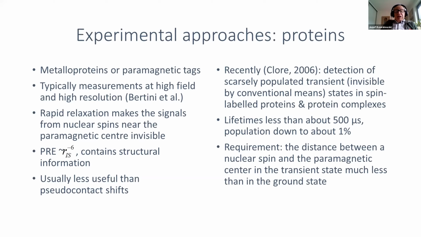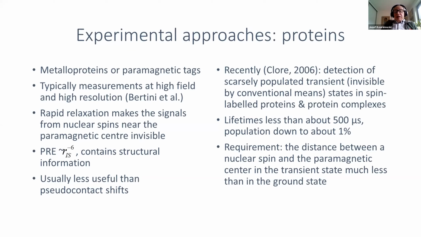These measurements are typically done at high field and high resolution, and a lot of measurements of this type were reported and developed by Bertini and co-workers in Florence. Now, the complication is that the rapid relaxation makes the signals from nuclear spins near the paramagnetic center invisible. This can be resolved by measuring not on protons, which are particularly strongly affected by paramagnetism, but on, for example, carbon-13 or nitrogen-15.